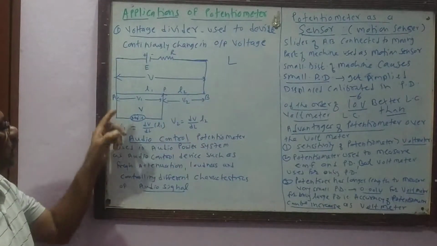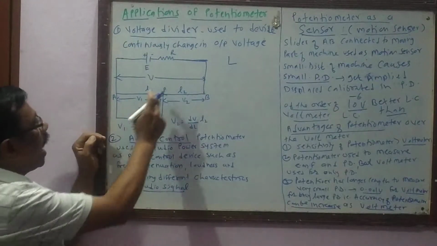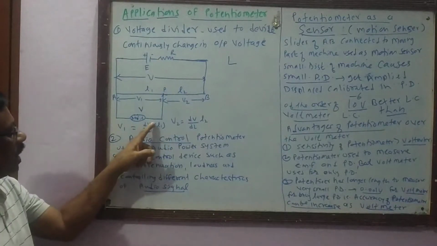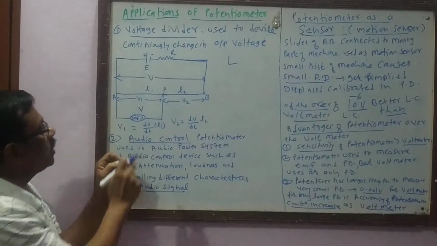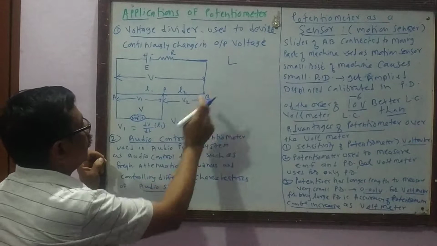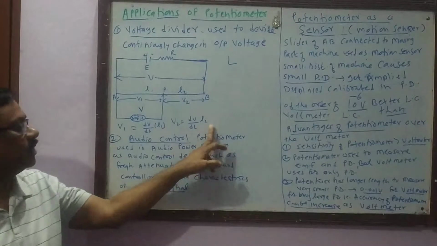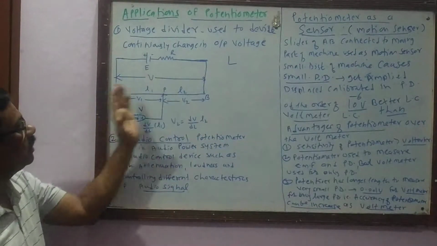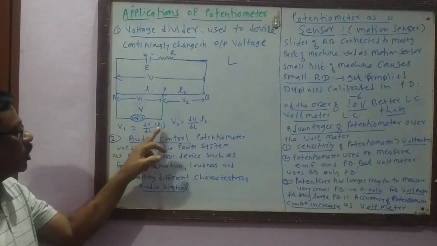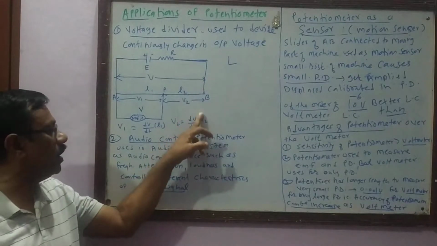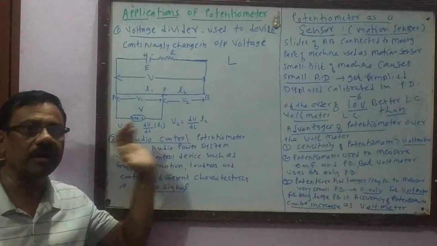and therefore here it can be used as a voltage divider, and the potential V1 at the point P is given by dV by dL into L1. This is the potential at the point P, and the potential V2 is dV by dL into L2. Therefore the total potential V is divided into two parts, V1 and V2, where V1 is equal to dV by dL into L1 and V2 is equal to dV by dL into L2, and it can be used as a potential divider. This is the first practical use.